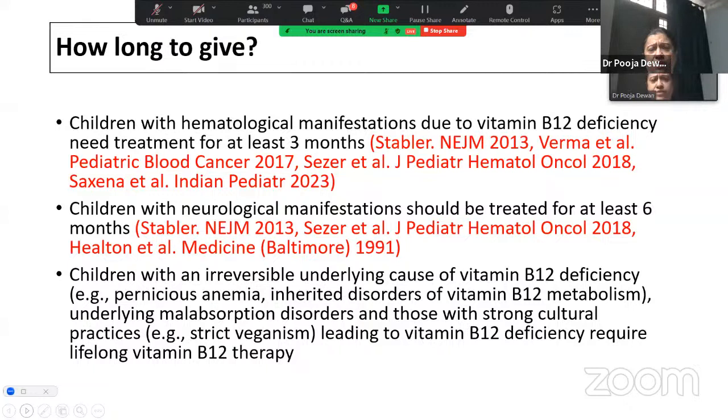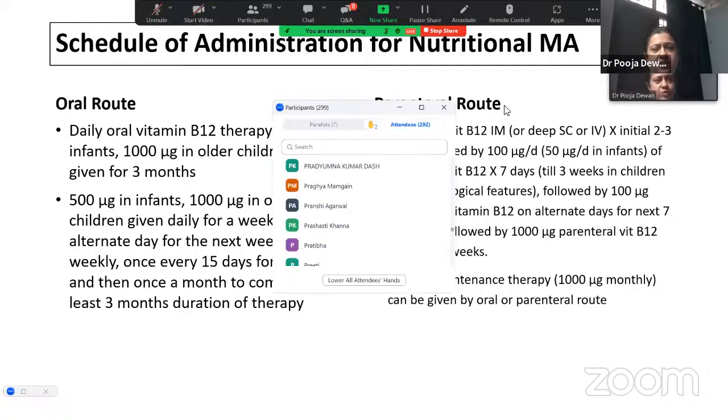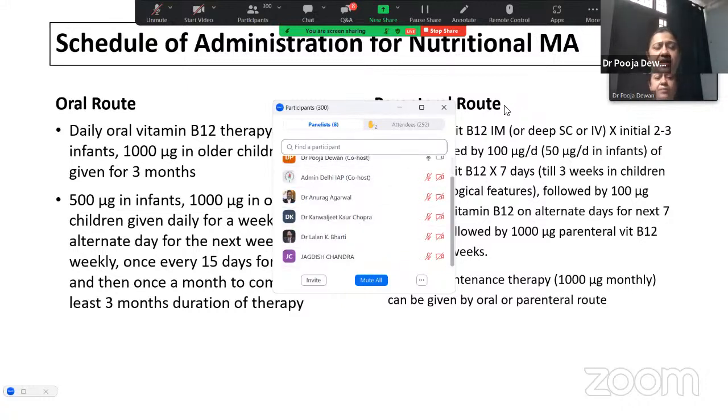So how long to give? The various studies have shown that children with hematological manifestations should receive treatment for at least 3 months, and those with neurological manifestations should receive treatment for at least 6 months. However, certain conditions like inborn errors of metabolism, malabsorption, pernicious anemia, or a vegan diet may require lifelong B12 supplementation. The schedule, as I told you, is not standardized across studies. However, we had guidelines on nutritional anemia, which were published in Indian Pediatrics. Based on that and on the studies, we have recommended these schedules.